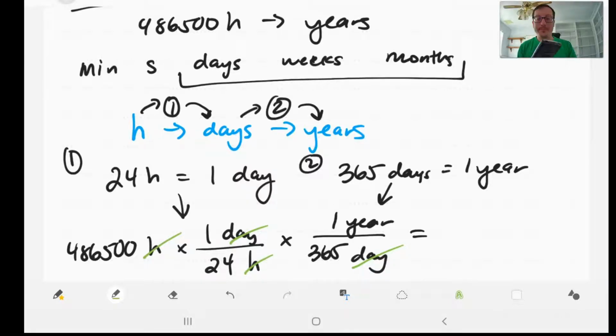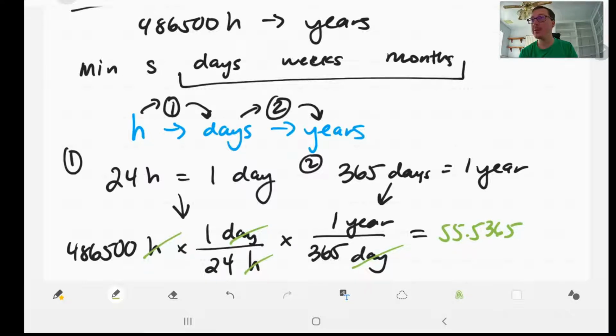And so now it's just the math part. So what we're going to do, we bust out our calculator and do 486,500 divided by 24 divided by 365. And you get, I'm not going to round it, but 55.536529, whatever. You get some long number.